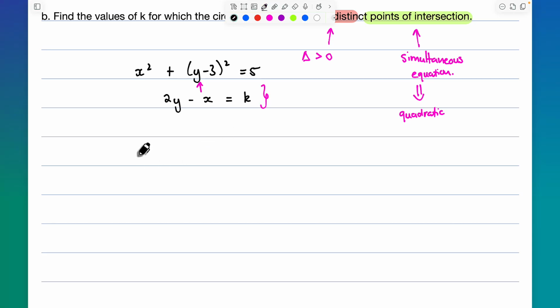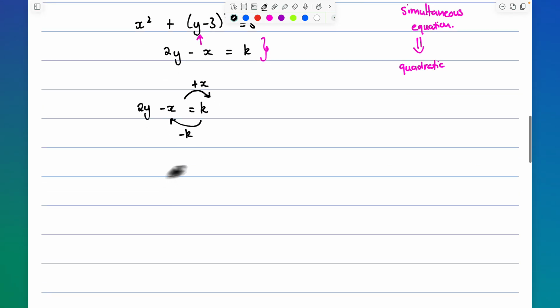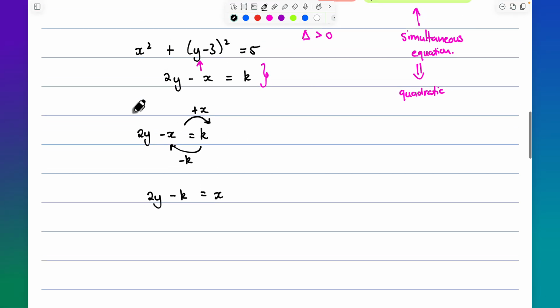So what we're going to do is say, okay, 2y minus x is equal to k. I'm going to switch the x and the k. So when the x goes to that side, it becomes positive x. When the k comes to that side, it becomes negative k. So our equation becomes 2y, that didn't change, minus k, because when the minus went to the other side, it was negative, is equal to positive x. All right, so now we have an x expression.